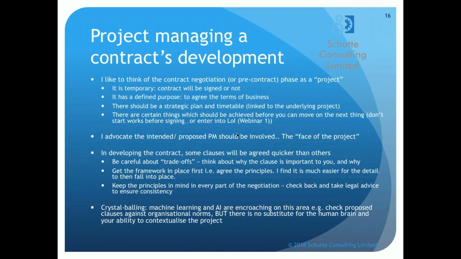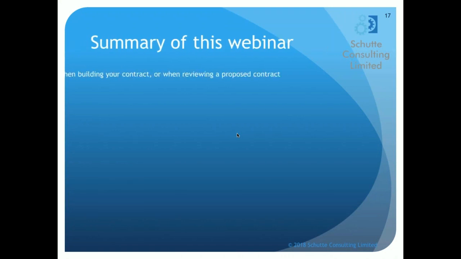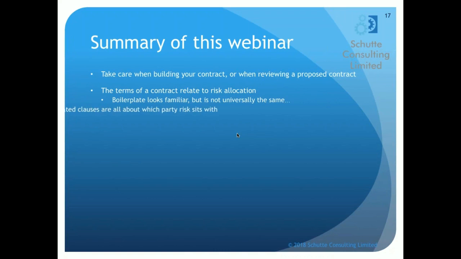So those are my thoughts on how you can develop and project manage the development of a contract. I am looking at my clock and I have got 6 minutes left on it. I think I'm more or less at the end actually. So let's just do a quick summary. You will have heard me say throughout the past 50 minutes or so, do take care when building your contract or when you're reviewing a proposed contract from the other party. Remember that the terms of a contract relate to the allocation of risk. The boilerplate looks familiar but is not always the same. That negotiated clauses relate entirely to which party the risk sits with.